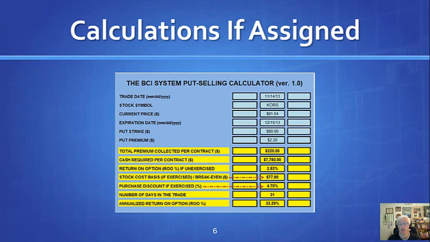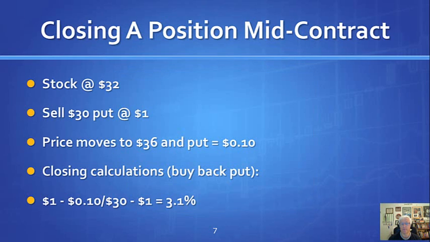Well, the information is the same in the blue cells at the top, and you can see that our cost basis or our break even is $77.80. We get that by taking the $80 strike at which we purchased the shares and deduct the $2.20 premium we received. So our cost basis is $77.80, which represents a 4.7% discount from the original price of $81.64 when we first entered the put trade.